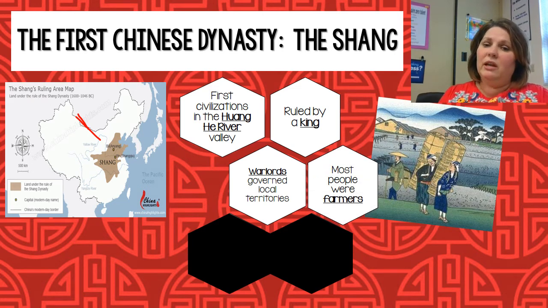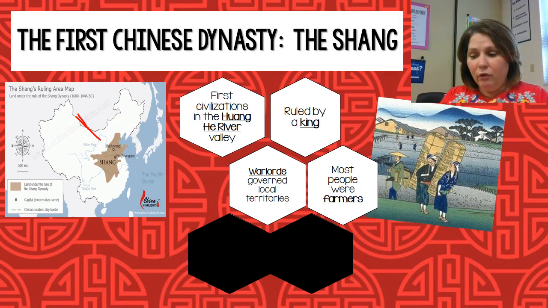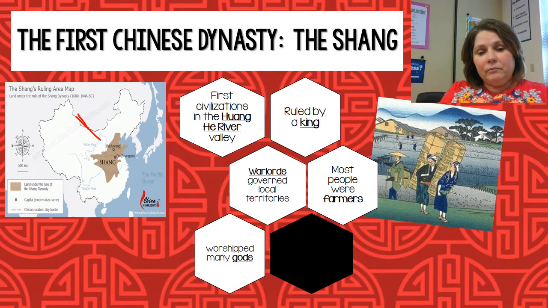Most people in the Shang Dynasty are going to be farmers, as is true of most of the ancient world, because we have a big need to have enough food for everybody to eat. And they're going to be polytheistic. They're going to worship many gods.